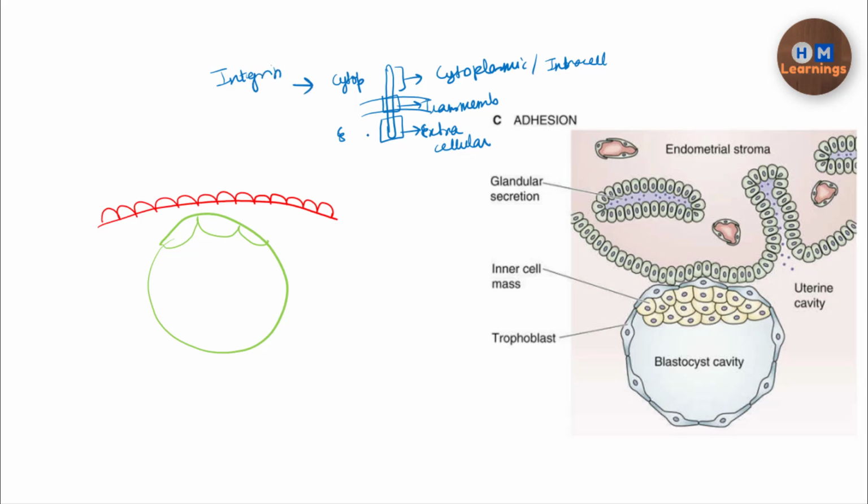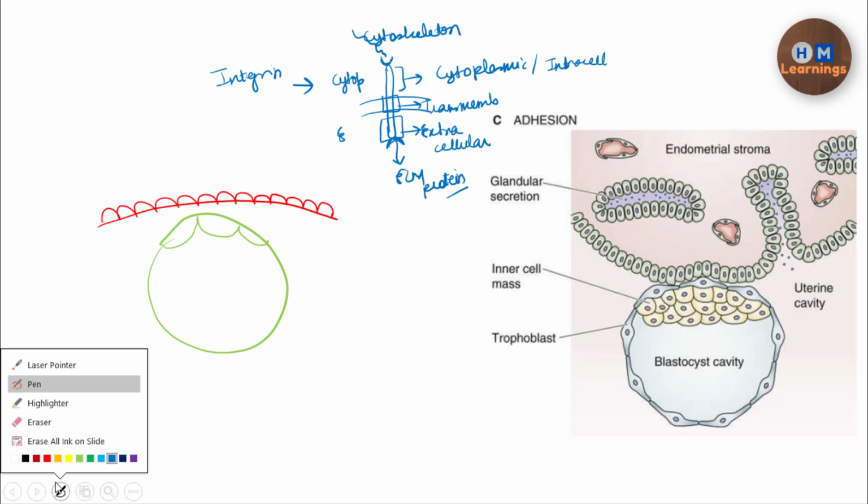So integrin is a type of integral membrane protein which has an extracellular domain, a transmembrane domain, and a cytoplasmic domain. The cytoplasmic domain of the integrin has receptors for attachment to the cytoskeleton, and the extracellular domain has receptors so that it can attach to extracellular matrix proteins such as collagen, laminin, and fibronectin. So this is integrin.